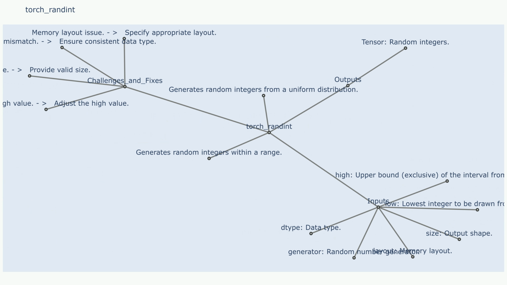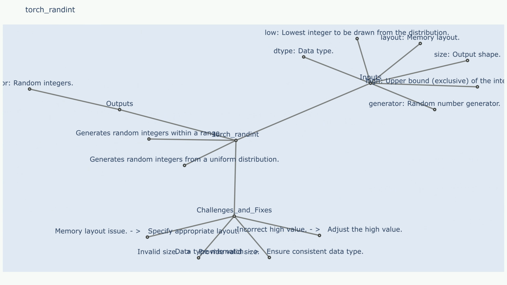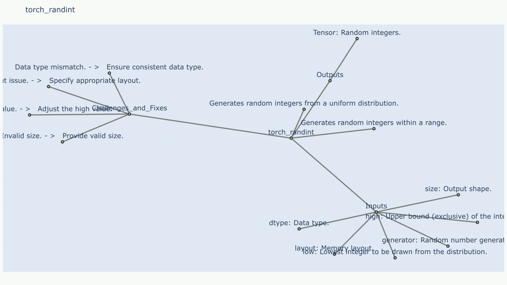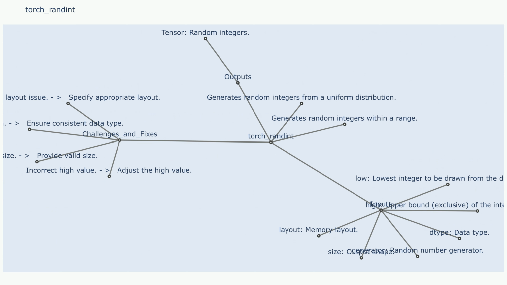Size: a sequence of integers defining the shape of the output tensor. It can also be a single integer to generate a one-dimensional tensor. Generator, optional: a random number generator. Dtype, optional: the desired data type of the returned tensor. Defaults to torch.int64 if not specified. Layout, optional: the desired layout of the returned tensor. Defaults to torch.strided if not specified.